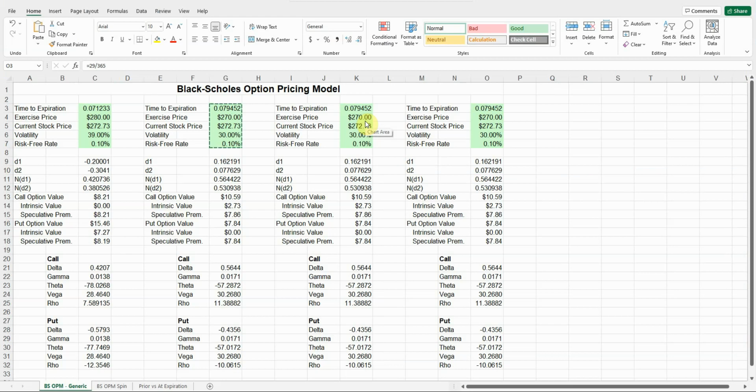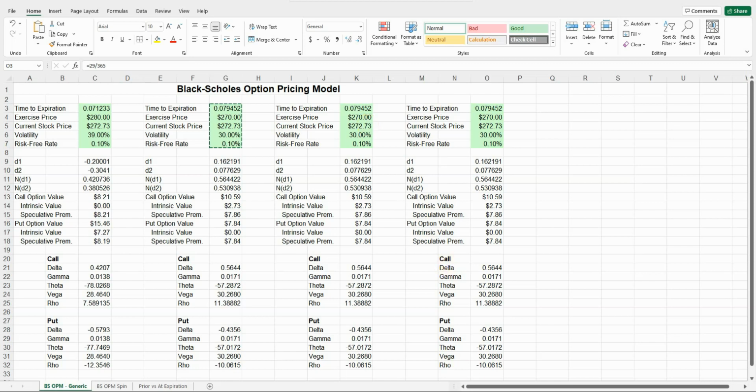The reason for this is if you've ever used the Black-Scholes option pricing model and done any calculations by hand, it can be pretty complex to work through and it can take quite a bit of time. And so having a spreadsheet put together makes it much easier to do these calculations.